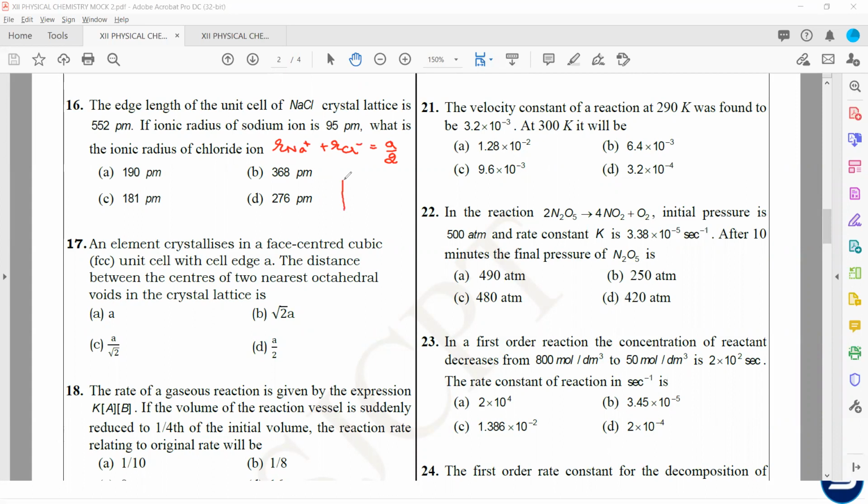Because if you look at one of the faces of the sodium chloride, at the corner there is a chloride, at the edge center there is Na plus. Correct? So if you look, this is radius of chloride, and this is the diameter of Na plus, meaning twice of R Cl minus and twice of R Na plus becomes equal to A. That's why we get this particular relation. Now substitute, you get the answer easily.